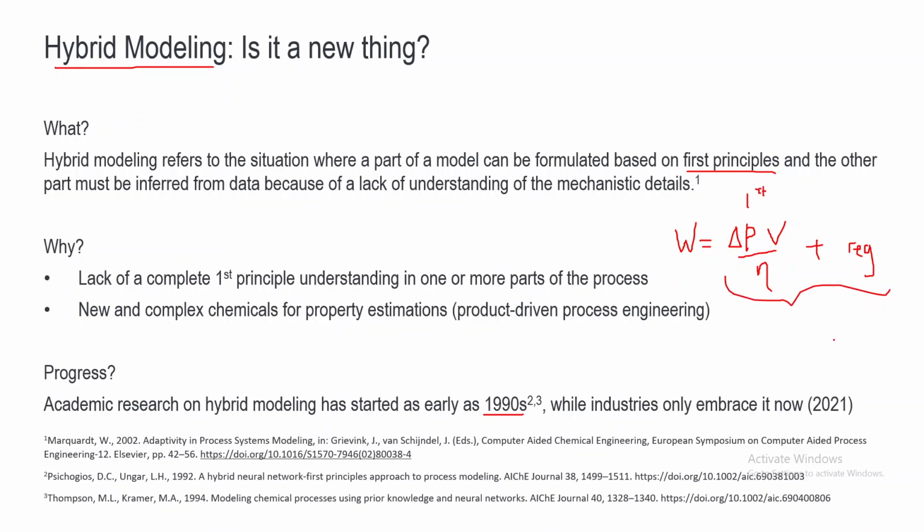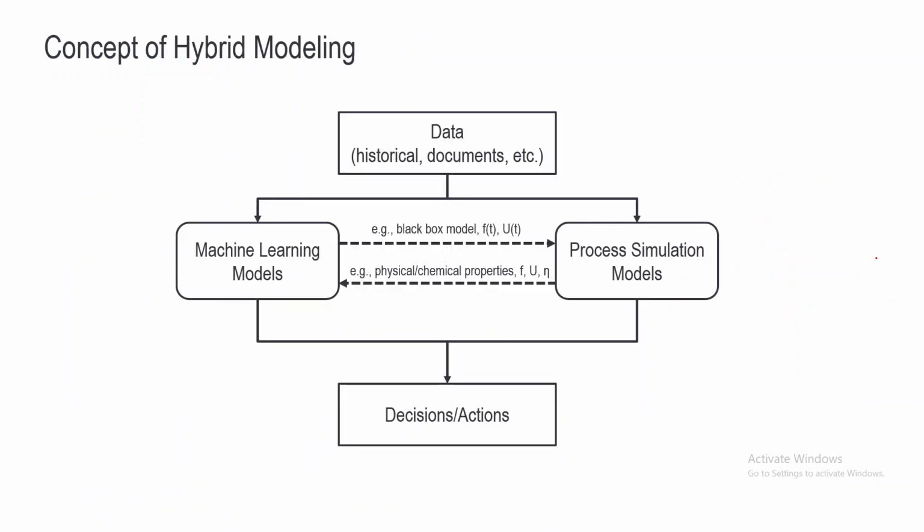So this is what we call hybrid modeling. You know this hybrid car, right? They can run on gasoline and also on gas. It's a hybrid car. But in this case, we have a first principle formulation, and then we have some data-driven regressions, and then we can combine them. That's what hybrid modeling is all about, okay? But we're not going to talk about this today, just to give you a flavor. So this is the concept.